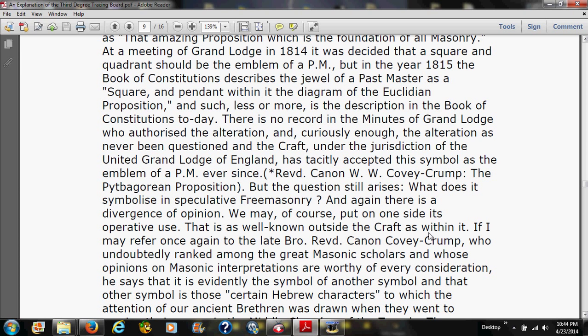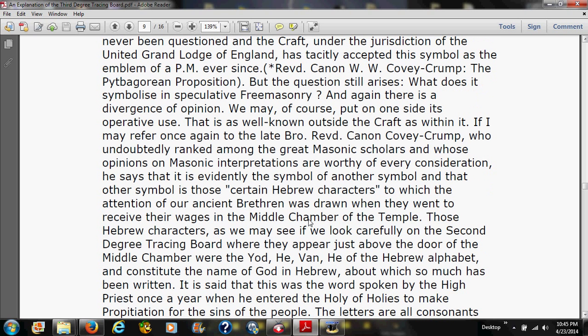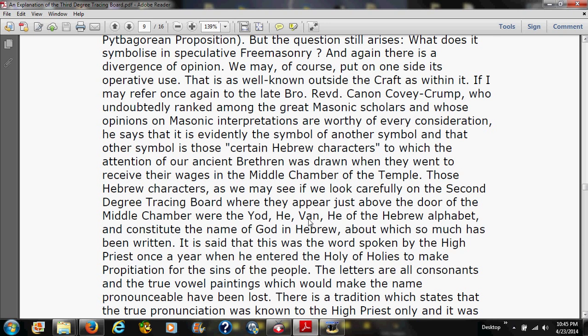He says that it is evidently the symbol of another symbol, and that the other symbol is those certain Hebrew characters to which the attention of our ancient brethren was drawn when they went to receive their wages in the middle chamber of the temple. Those Hebrew characters, as we may see if we look carefully on the second degree tracing board, where they appeared just above the door of the middle chamber, were Yod, He, Vav, and He of the Hebrew. Thought there was only three letters. Okay, so Yod, He, Vav, He of the Hebrew alphabet, which constitutes the name of God, which is the Tetragrammaton.